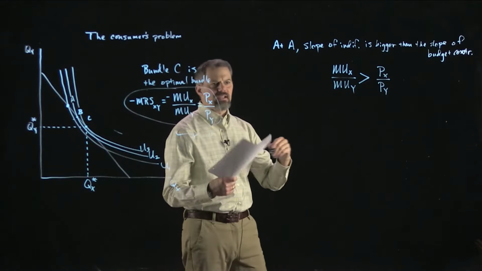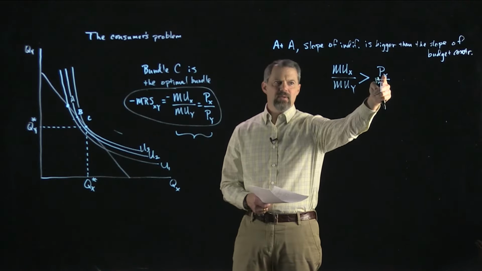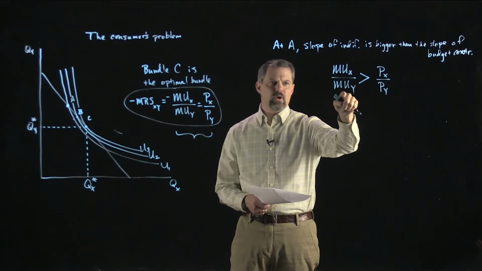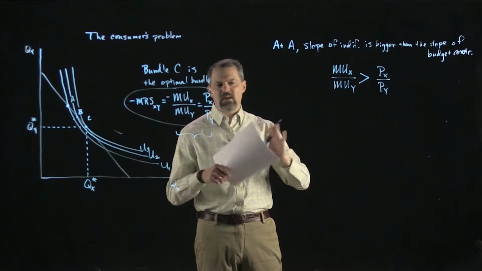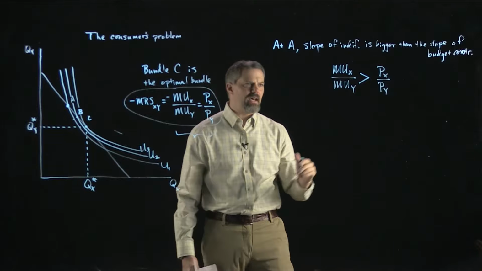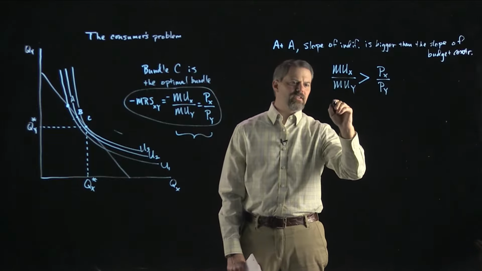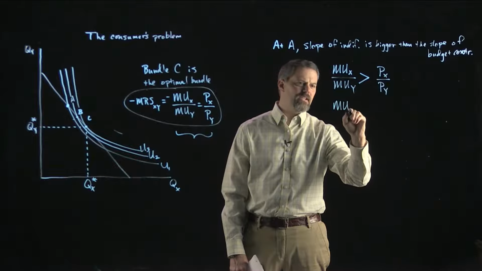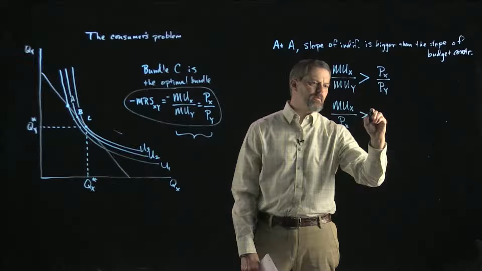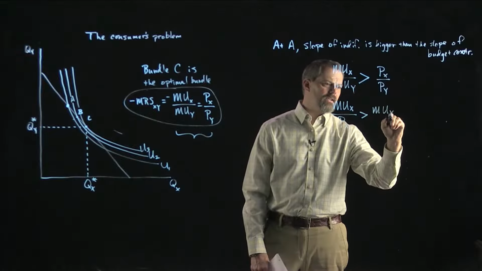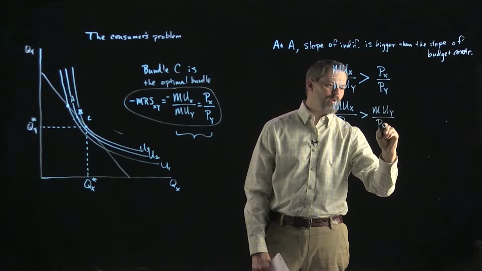Now I'm going to manipulate this just a little bit. I'm just going to move my Px down here, and I'm going to move this marginal utility up there. I don't need to change the sign. I'm not going to multiply by a negative or anything like that. This statement is equivalent to this statement. The marginal utility of X over the price of good X is greater than the marginal utility of Y divided by the price of good Y.